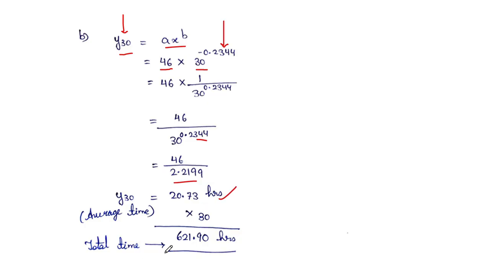To calculate total time, we will simply multiply by 30 units. So total time for Y30 is 621.90 hours.